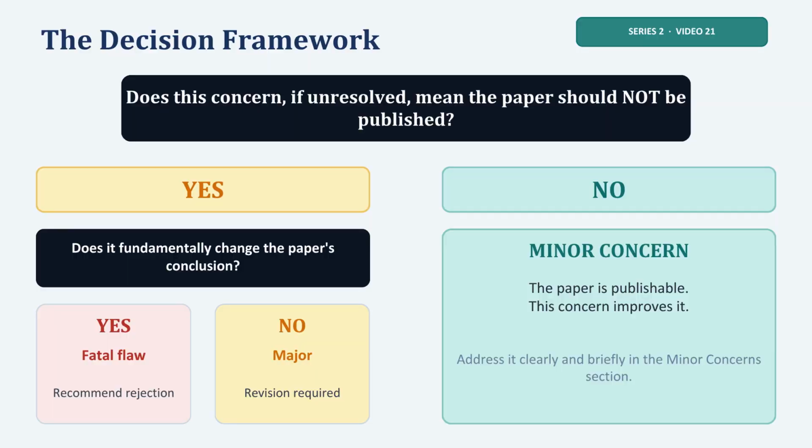The framework has two branching questions. First, does this concern, if unresolved, mean the paper should not be published? Yes means major. No means minor. For major concerns, a second question applies. Does this concern fundamentally change the paper's conclusion? If yes, the reviewer should consider whether the concern is not just major but fatal, grounds for a rejection recommendation rather than a revision request. If no, it is a major revision that the authors can address. This framework produces three categories: minor, major revision, and fatal flaw. A well-structured review report uses all three with discipline.